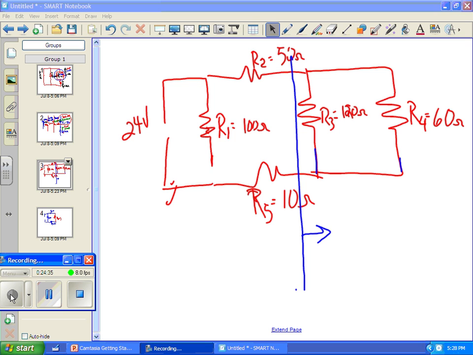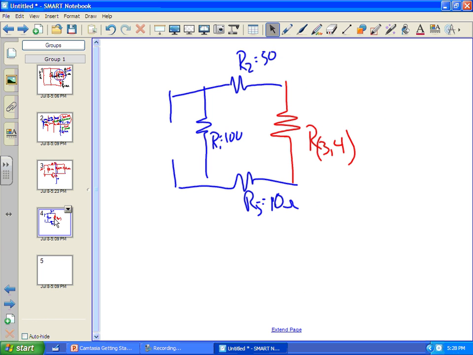Okay, so we have R3 and R4 at 120 and 60 ohms in parallel. On our calculator, we put in 120 x minus 1 plus 60 x minus 1 is equal to, then x minus 1 again, is equal to 40 ohms total. So 40 ohms is our total resistance for that parallel branch.